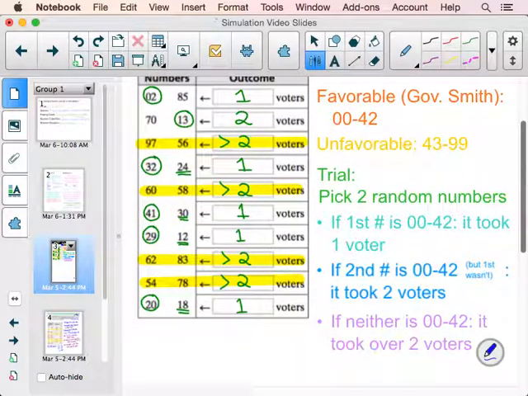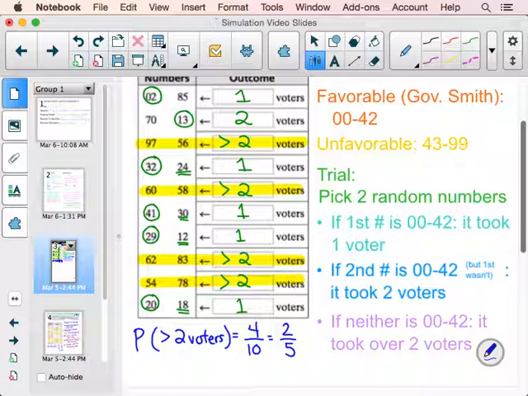So the probability that it's going to take more than 2 voters, according to this experimental probability with a simulation, is 4 out of the 10, which would reduce to 2/5. So you could leave it as a fraction, or you can change it to a percent and say 40%.